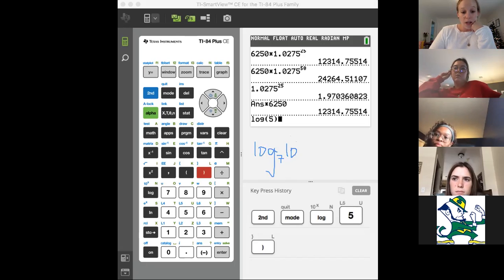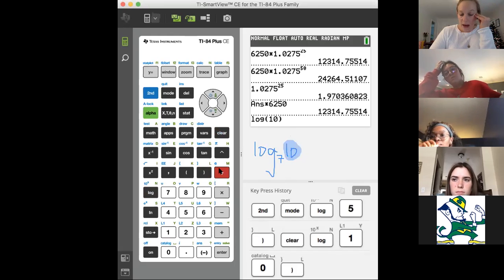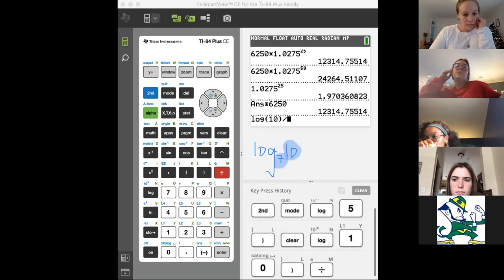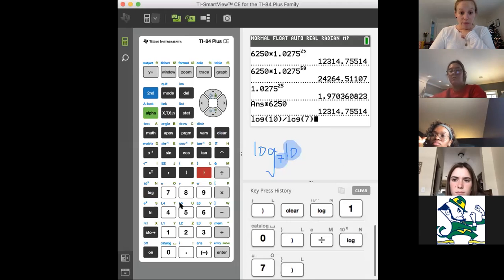I'm going to do log of the bigger number, bigger in size, not bigger in actual value. I would do log of 10, and then I would divide that by log of the base, log 7. By plugging this into the calculator, that's the same thing as if I could evaluate this by hand. Now, you might have fancy calculators that do that for you.